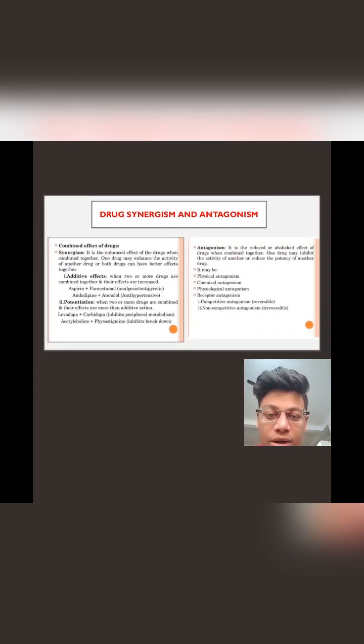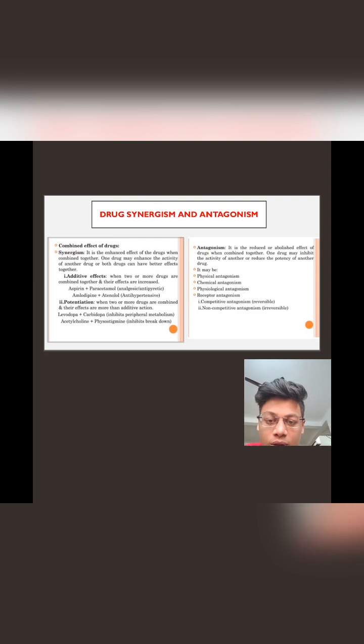And the last topic is drug synergism and antagonism. Drug synergism is the combined effect of drugs. When drugs are combined together, one drug may enhance the activity of the other drug, or both drugs can have better effects together. Its effects are, first, additive effects. When two or more drugs are combined together, their effects are increased. Examples of additive effects are aspirin and paracetamol, and amlodipine and atenolol.